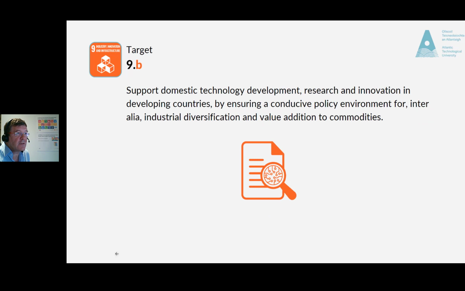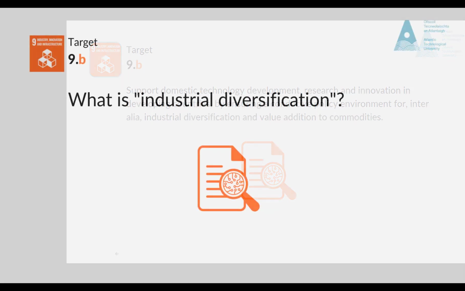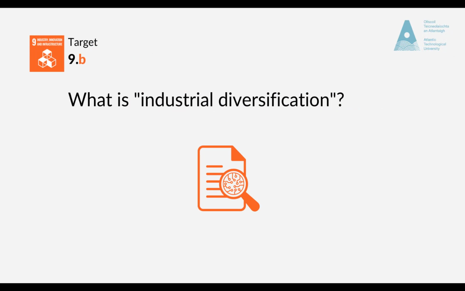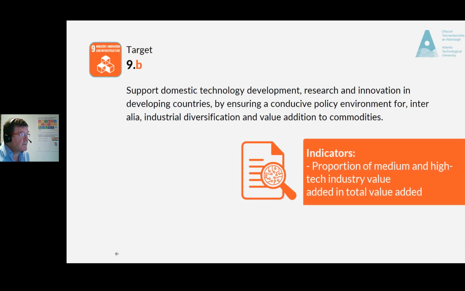9B, support domestic technology development, research and innovation in developing countries by ensuring a conducive policy environment for industrial diversification and value addition to commodities. Industrial diversification increases the chances of returns by spreading assets over a wider range of activities, helping to minimize the potential for failure or loss. Technology, research, and innovation can help industry to do this. The indicator for this target is the proportion of medium and high-tech industry value added in total value added.